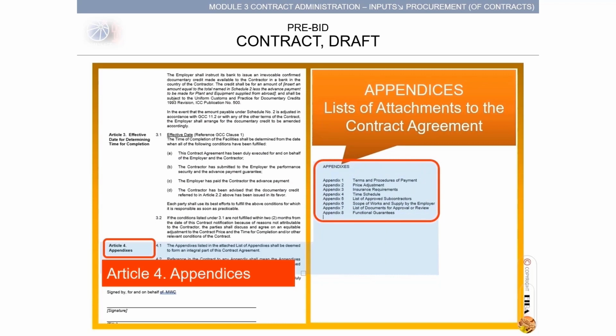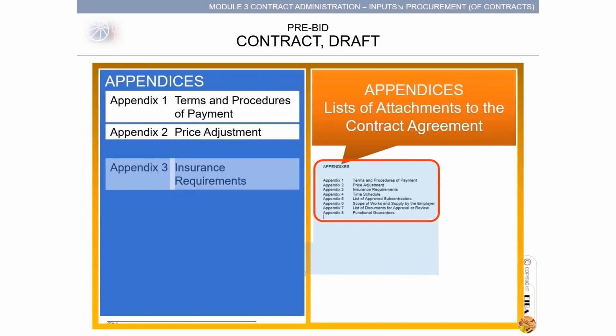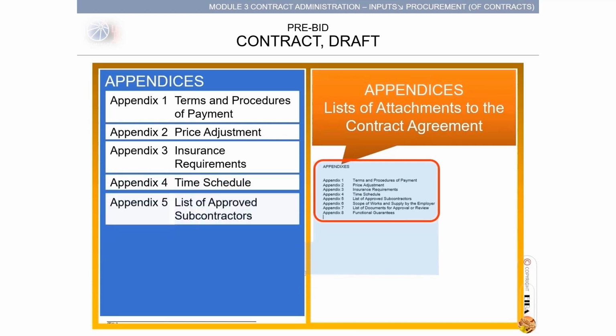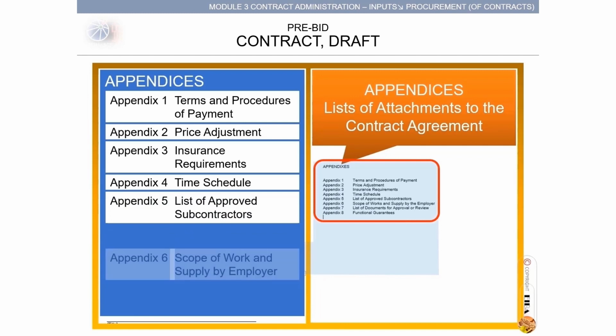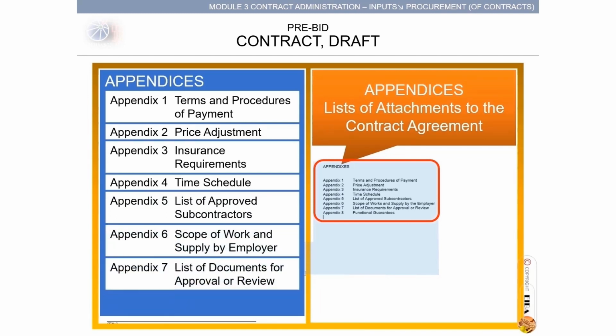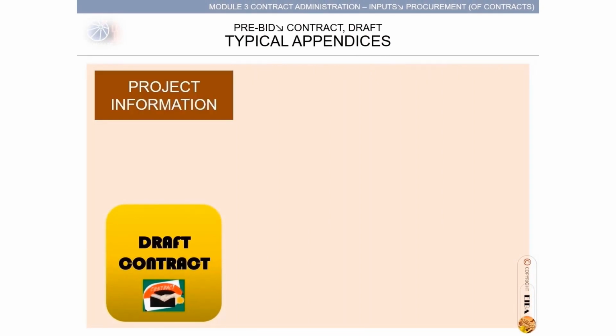The appendices may contain the following. Appendix 1, Terms and Procedures of Payment. Appendix 2, Price Adjustment. Appendix 3, Insurance Requirements. Appendix 4, Time Schedule. Appendix 5, List of Approved Subcontractors. Appendix 6, Scope of Work and Supply by Employer. Appendix 7, List of documents for approval or review. Appendix 8, Functional Guarantees.